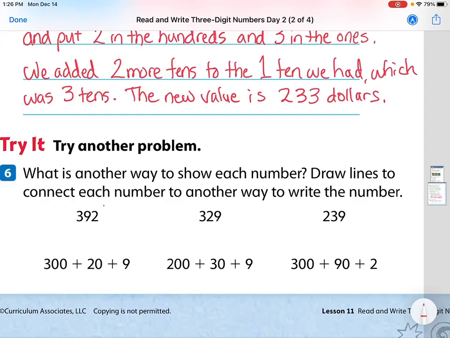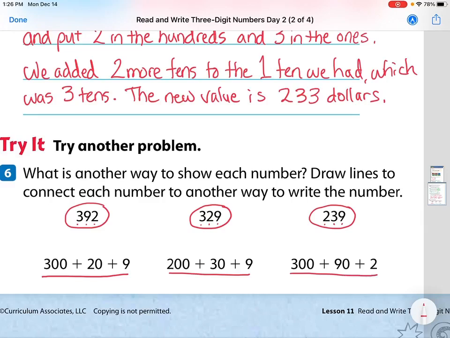So I can see that I've got standard form numbers written here. So the first one is 392. The next one is 329. And the last one is 239. Now what we are going to do is draw a line to the matching expanded form on this row, okay? So let's take a look at our expanded forms. I'm going to start over here.